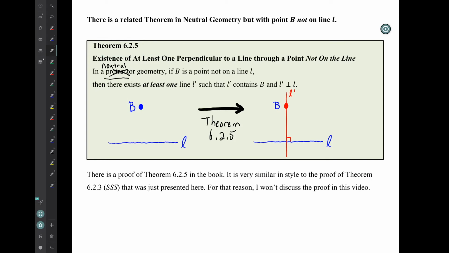Now, it's worth saying again that this is a theorem of neutral geometry. You'll see that if you look at the book's proof, somewhere in that book's proof, they use a fact that's true in neutral geometry. They use the side-angle-side axiom, or maybe the angle-side-angle theorem, or maybe they use the side-side-side theorem, but they use something that requires that we know that we're in neutral geometry.